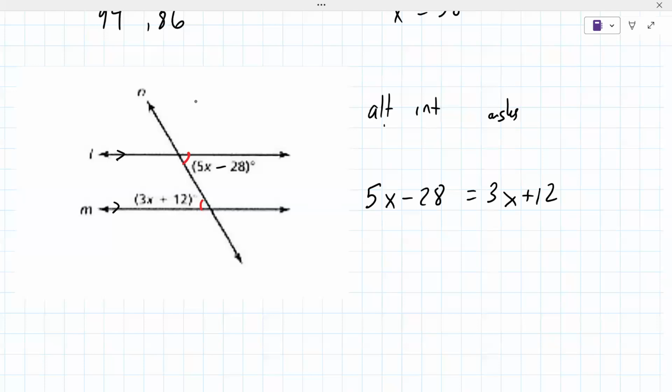Are the variables on the same side? They are not. So move them so that they are. Like move the smaller to the larger and then solve for x, please. Okay. X equals 20. So you got 2x equals 40, x equals 20.